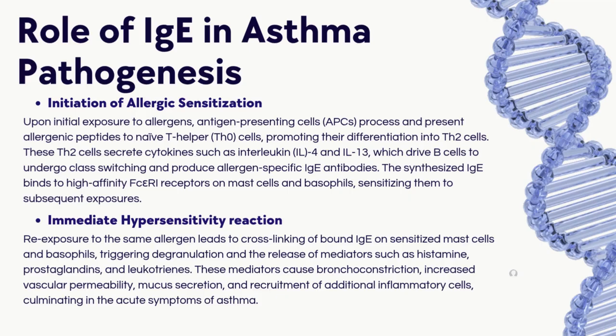The next point would be immediate hypersensitivity reaction, where the re-exposure to the same allergen leads to cross-linking of bound IgE on sensitized mast cells and basophils, triggering degranulation and the release of mediators such as histamine, prostaglandins, and leukotrienes. These mediators cause bronchoconstriction, increase vascular permeability, mucus secretion, and recruitment of additional inflammatory cells, culminating in the acute symptoms of asthma.